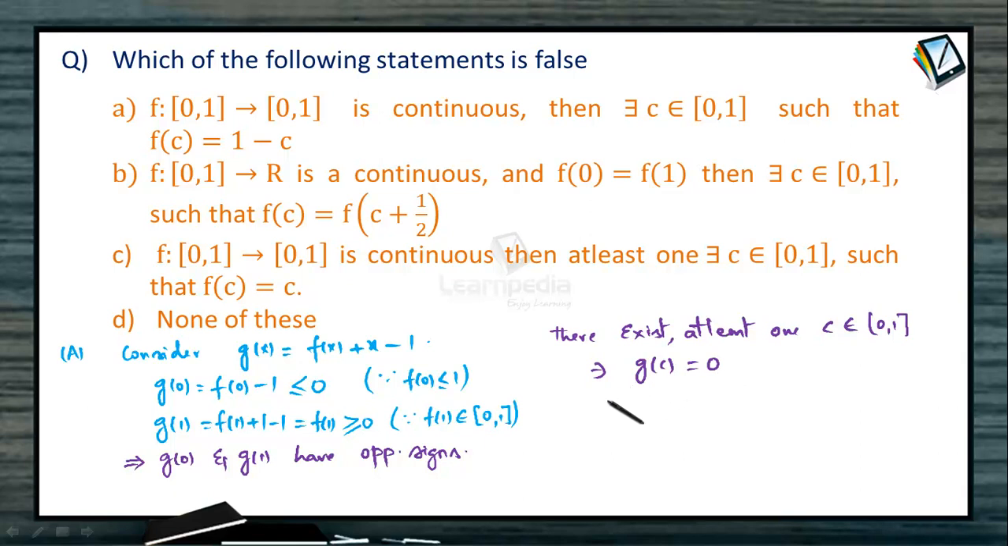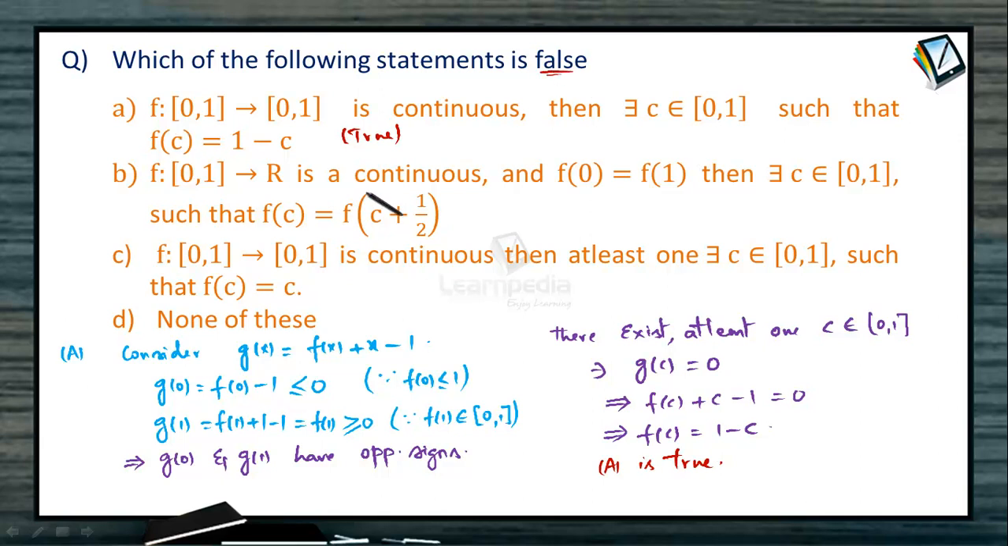But what do we mean by g of c is 0? Yes, f of c plus c minus 1 should become 0. Or we can also say f of c is 1 minus c. So there exists at least one c belonging to 0 to 1 such that f of c value will be equal to 1 minus c. And the statement A which is given is true. Therefore, statement A is clearly making sense and it's a true statement. So we observe that A follows to be a true statement, but we need to identify the false one. So A is not a suitable option for us.